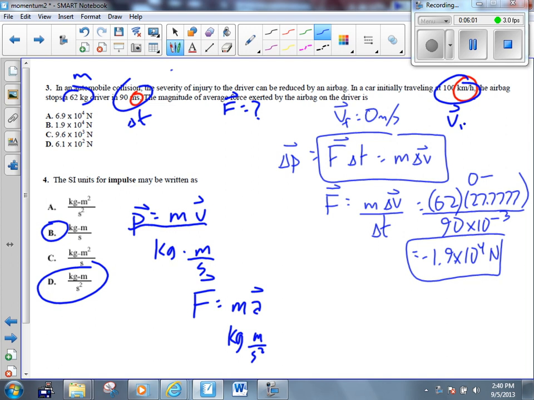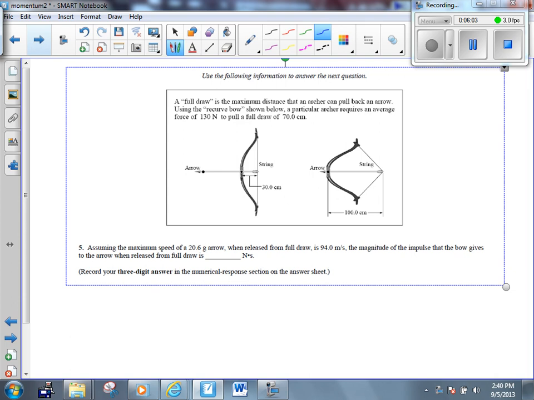All right, I'd like you to take a look at one more, please. You're going to submit this as numerical response number 1. Submit it as numerical response number 1 on that responder sheet.